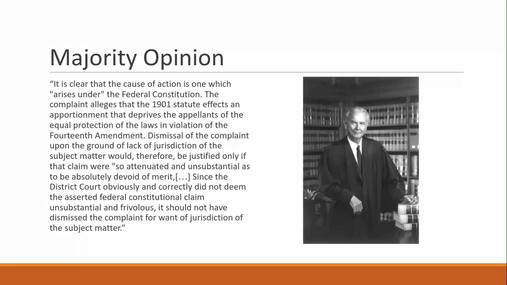It is clear that the cause of action is one which arises under the federal Constitution. The complaint alleges that the 1901 statute affects an apportionment that deprives the appellants of equal protection of laws in violation of the 14th Amendment. Dismissal of the complaint upon grounds of lack of jurisdiction of the subject matter would therefore be justified only if the claim were so attenuated and unsubstantial as to be absolutely devoid of merit. Since the district court obviously and correctly did not deem the asserted federal constitutional claim unsubstantial or frivolous, it should not have dismissed the complaint for want of jurisdiction on the subject matter.